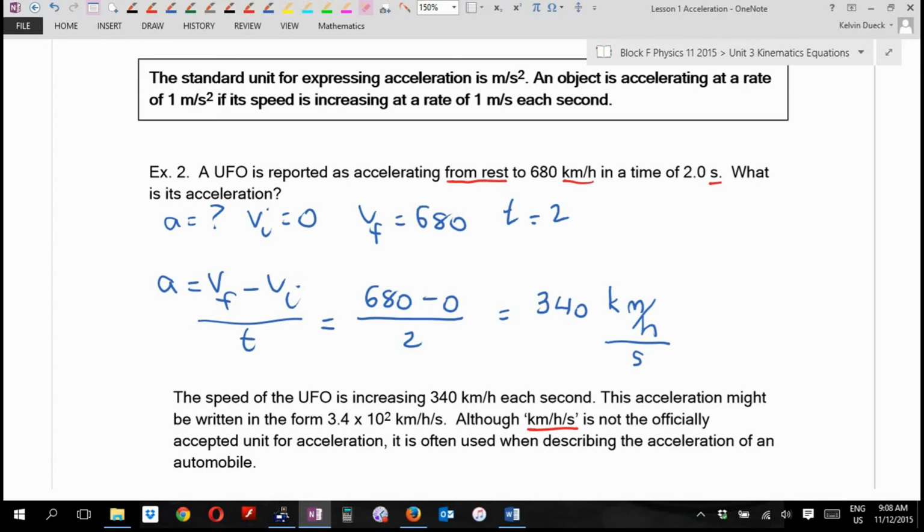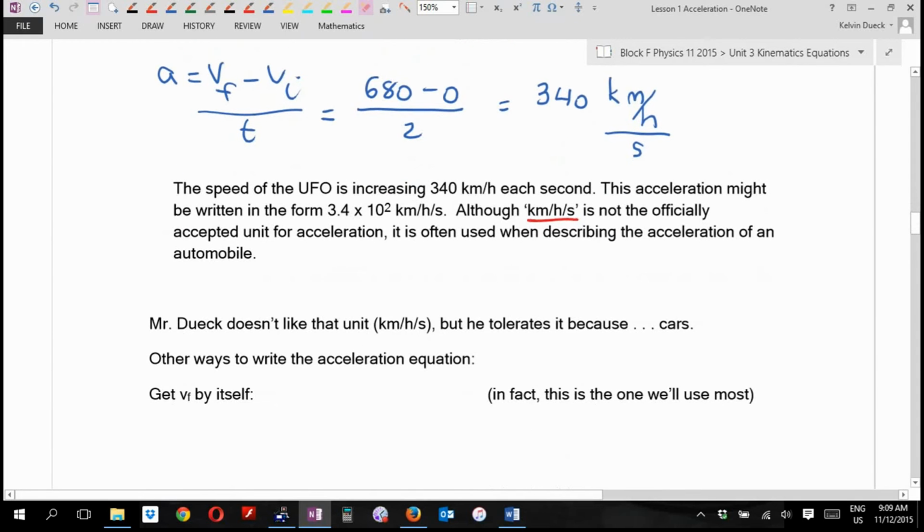Kilometers per hour. You could measure time in hours. That makes for a very long experiment. But you can measure time in seconds. So, Mr. Dewitt doesn't like that unit, kilometers per hour per second, but he tolerates it because cars.